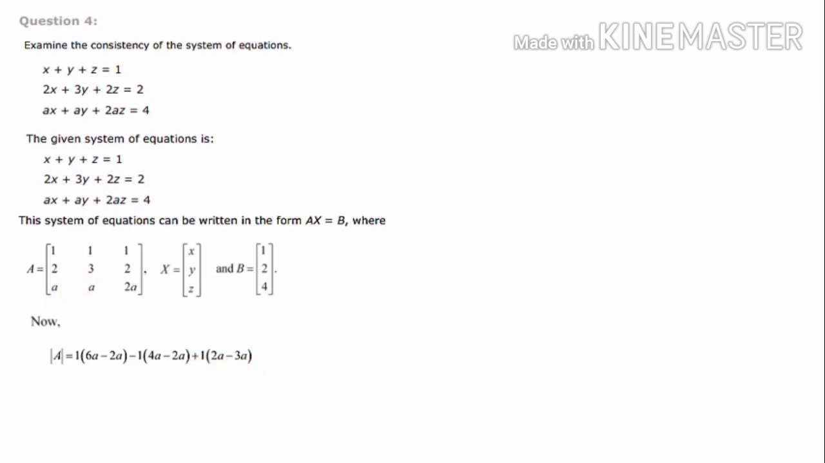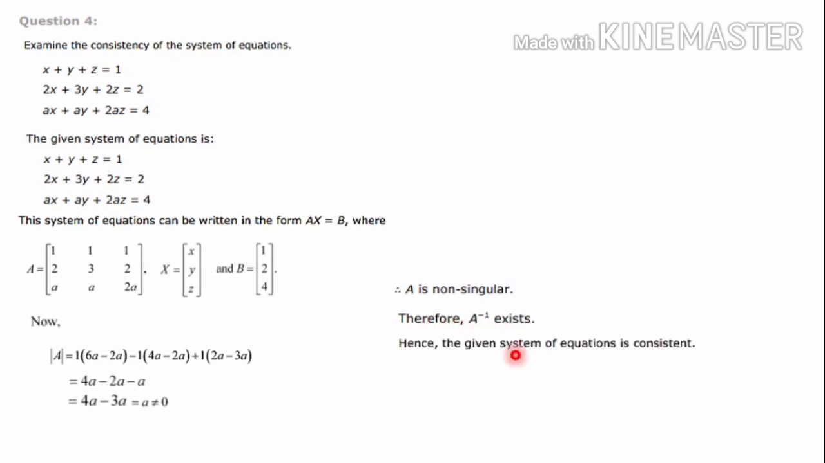Just go for expanding the brackets, that is 6A minus 2A, that is 4A. 4A into 1, 4A. Then 4A minus 2A is 2A. 2A into 1, that is 2A. Next is 2A minus 3A, that is minus A. Minus A into 1, that is minus A. When we go for the calculation, 4A, then minus 2A minus A, that is minus 3A. 4A minus 3A is A. It is not equal to 0. Since determinant A is not equal to 0, A is a non-singular matrix and A inverse exists, and we can come to the conclusion that the given system of equations is consistent.